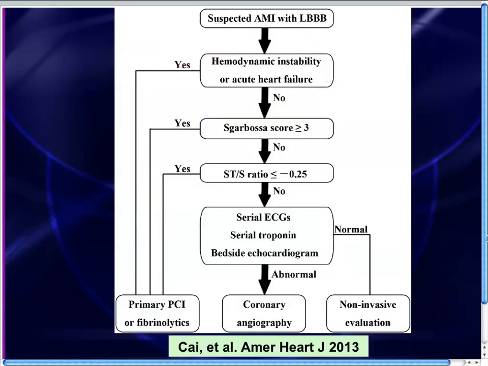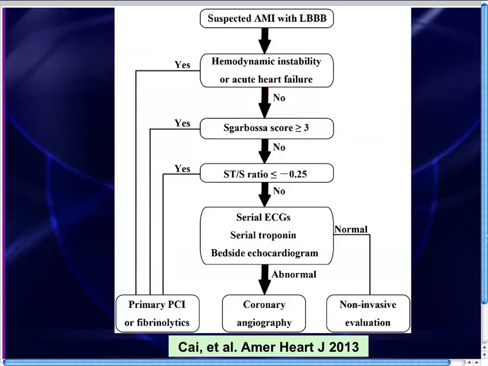If they're not unstable, the next thing you do is look at the EKG, and let's get rid of the score right here because that just confuses things. If they have Sgarbossa A or if they have Sgarbossa B, you are done. That patient goes for cath or gets thrombolytics. All right, so Sgarbossa A or B, we're done. That patient is a STEMI equivalent.